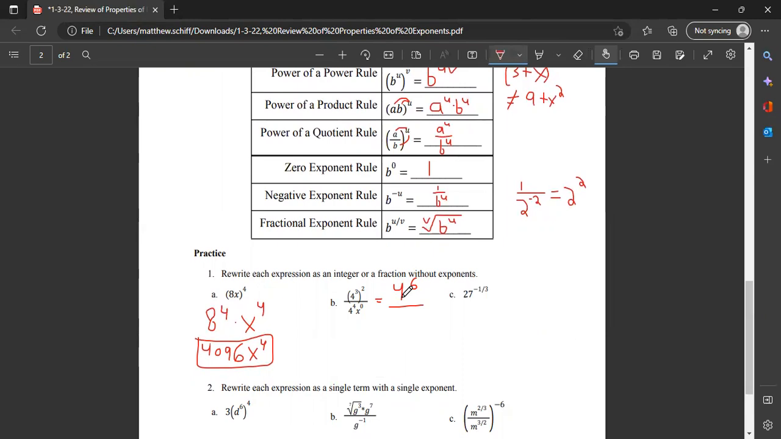And then it looks like that's all I can do to the numerator for right now. For the denominator, I have 4 to the 4th power times x to the 0. So x to the 0 is just going to be 1.